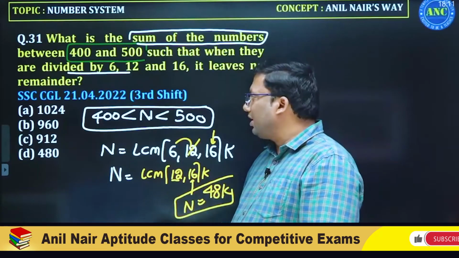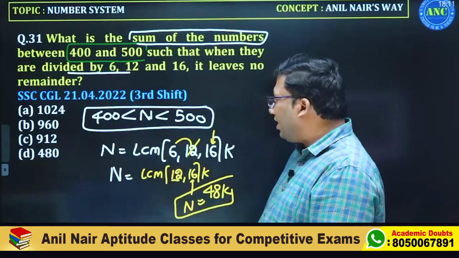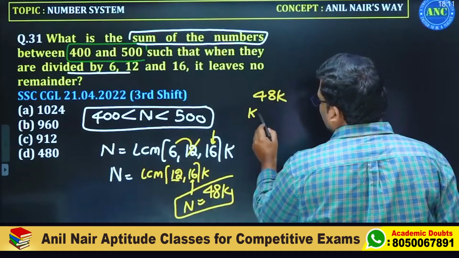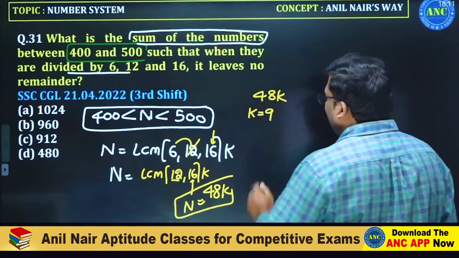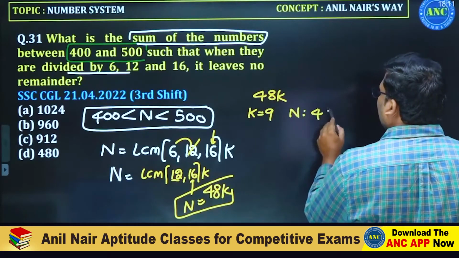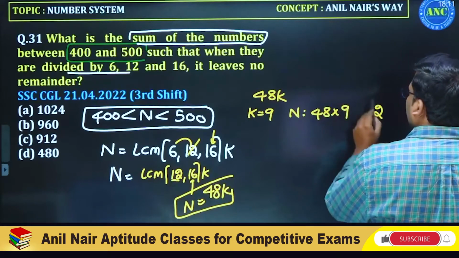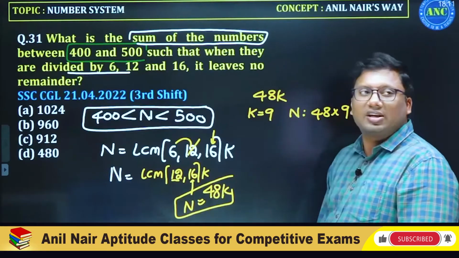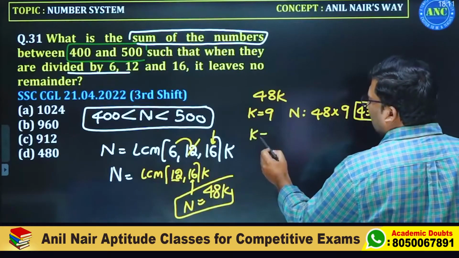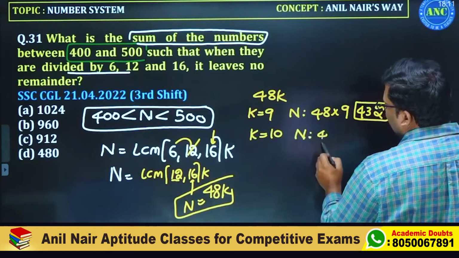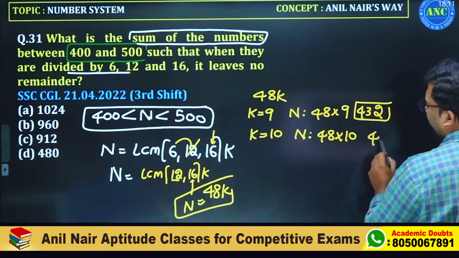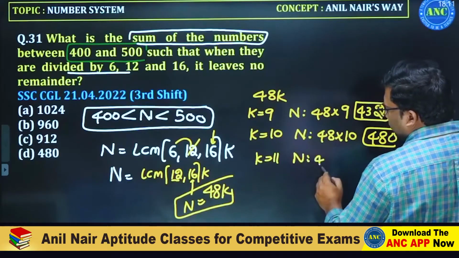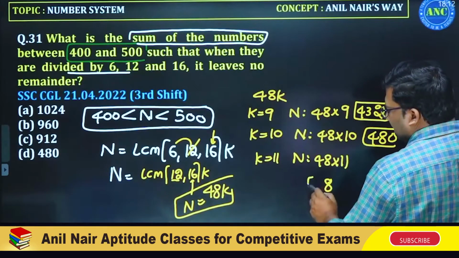n is 48k, and we need numbers greater than 400 and less than 500. If I take the k value 9, 48 into 9, 9 8s are 72, is 432. 432 is greater than 400 and less than 500. The next number is k value 10, so n will be 48 into 10, which is 480. For k value 11, 48 into 11, 11 8s are 88, is 528.